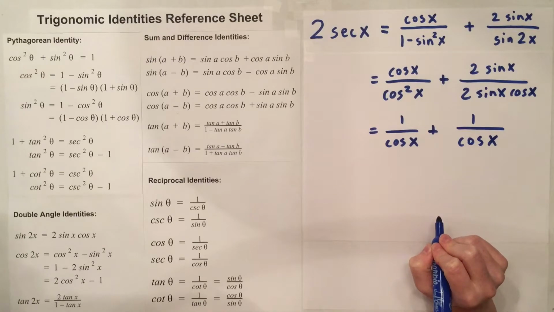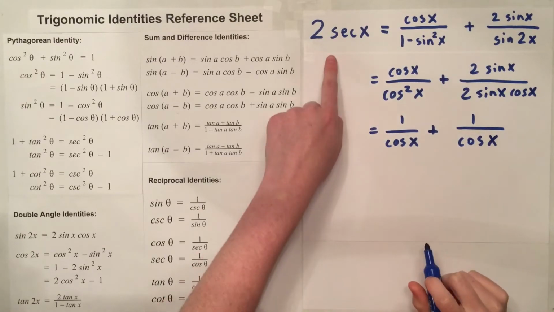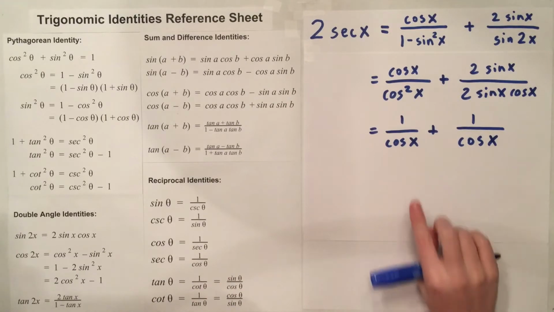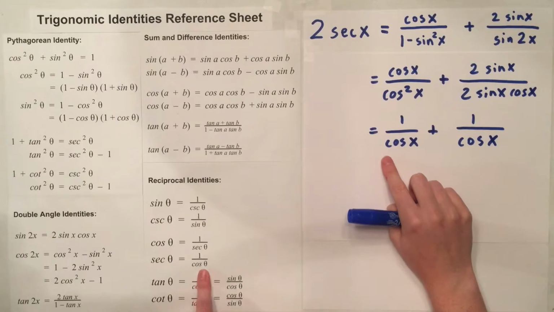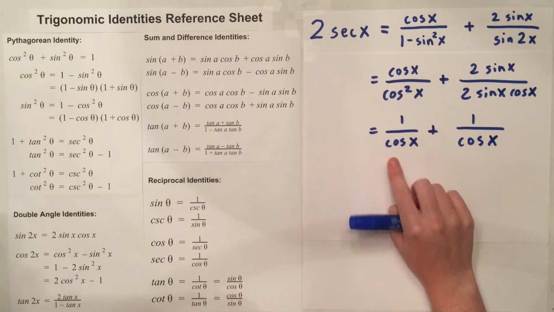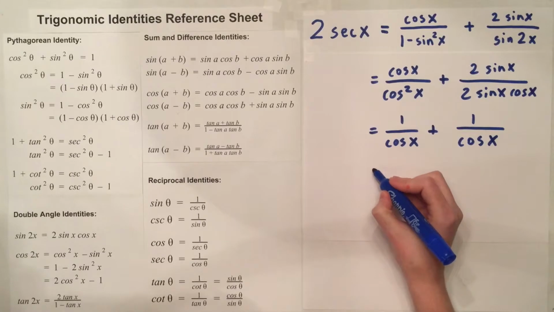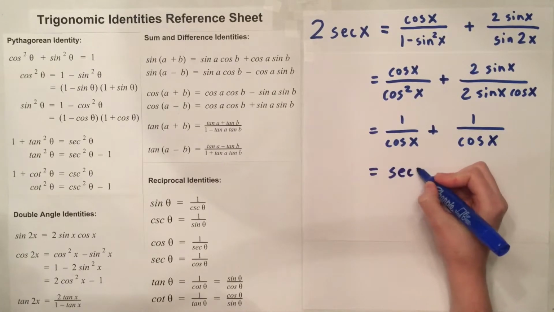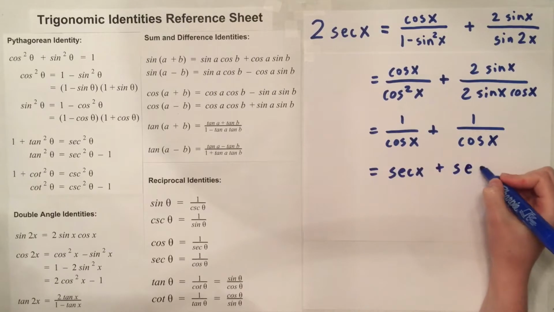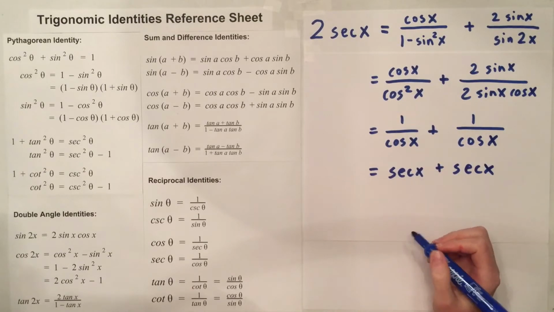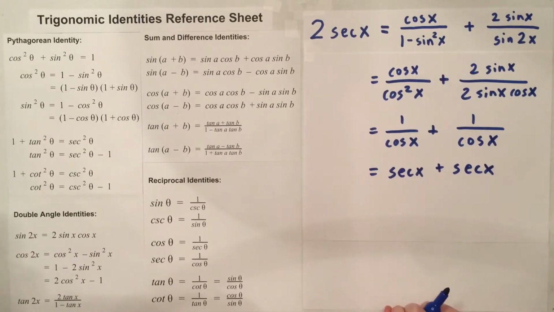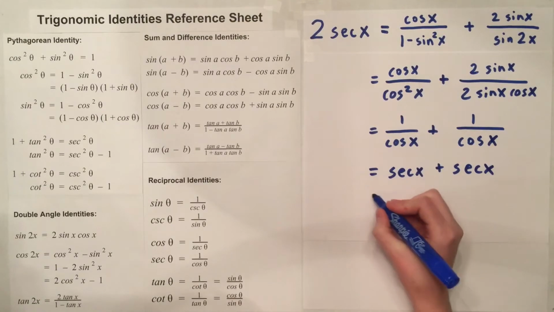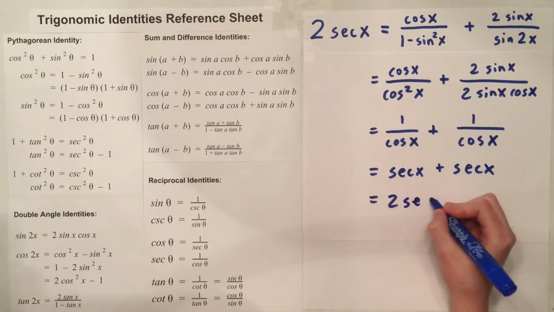Now, I must remember that I'm trying to get this side of the equation to look more like 2 secant x. If I look at my trig identities, I see that 1 over cosine x is equal to secant x. So, I can replace each 1 over cosine x with secant x. And now, I've put both parts of the equation in like terms, so I can very easily add secant x plus secant x and get 2 secant x.